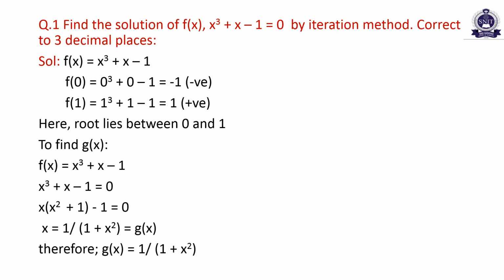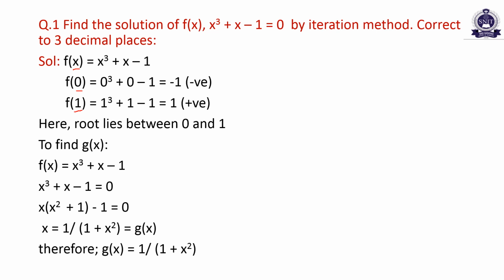Now, let me explain with an example. Find the solution of f(x) = x cube plus x minus 1 = 0 by the iteration method, correct to 3 decimal places. So the solution: f(x) is equal to x cube plus x minus 1. For x, give the values 0, 1. This is the procedure. For x, you have to substitute many values.